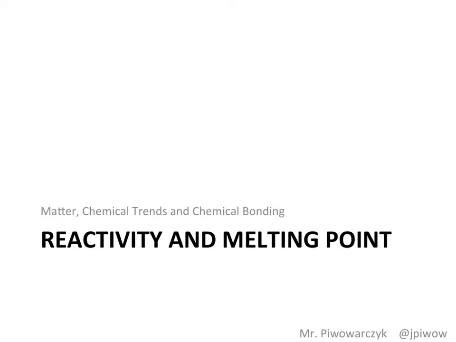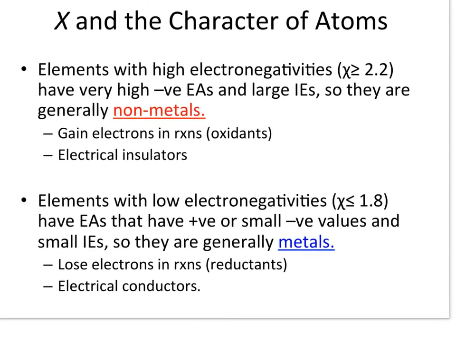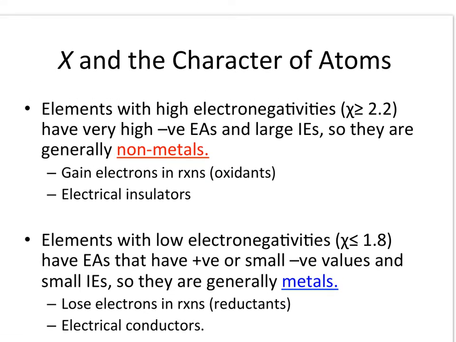Hey folks, welcome to this lesson on reactivity and melting points, both periodic trends in our periodic trends series. What we're going to look at is the character of atoms and their electronegativities. Electronegativity in this case is symbolized by the symbol X here. So elements with high electronegativities, very negative electron affinities, and large ionization energies are generally non-metals.